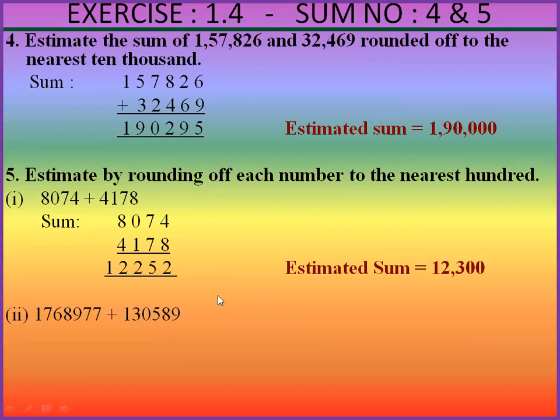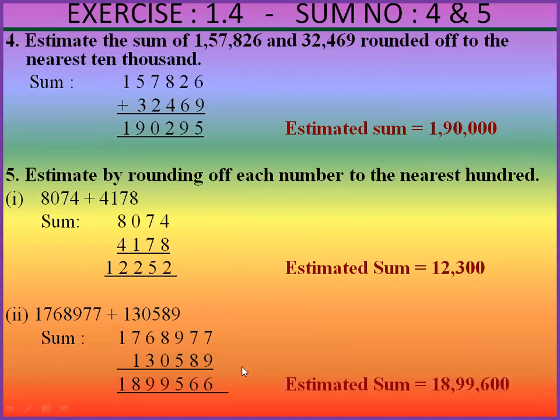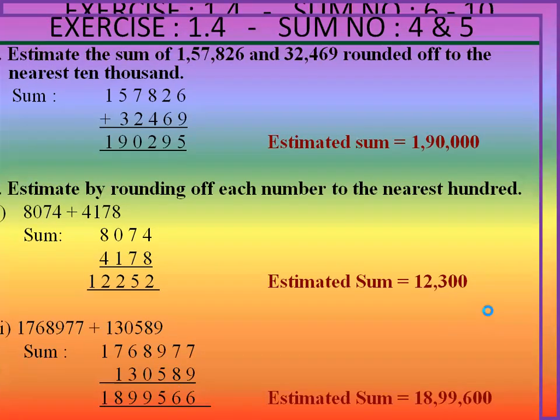Okay, the next number we have is 17,68,977 and 1,30,589. So add both and round off to the nearest hundred. So when you add, you get 18,99,566. The number in the tens place is 6. So add 1 to the previous number. So you get 600.